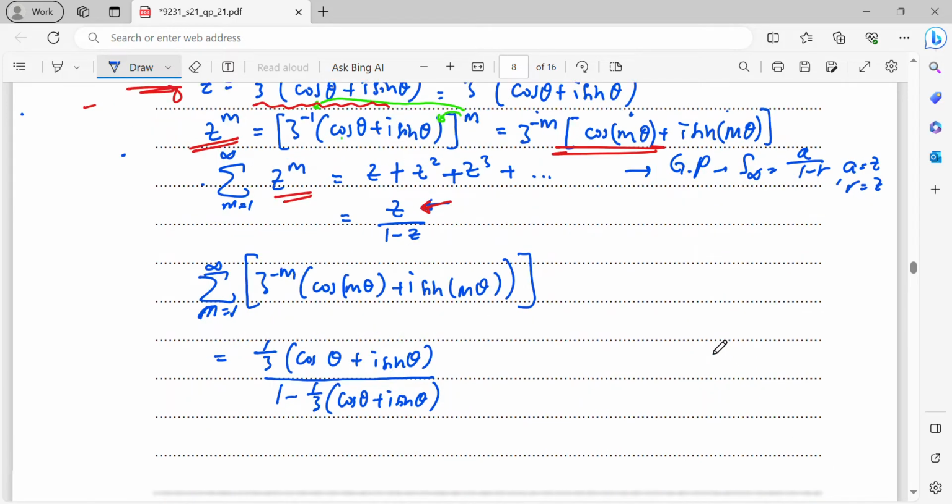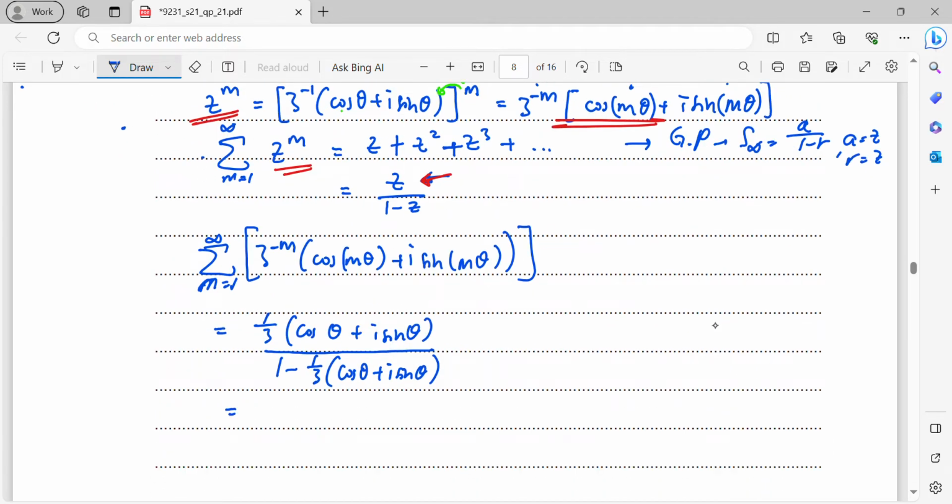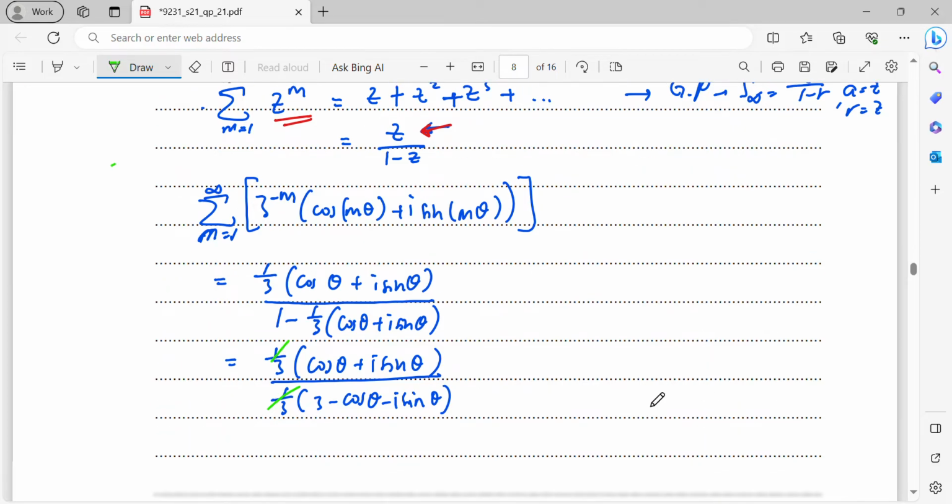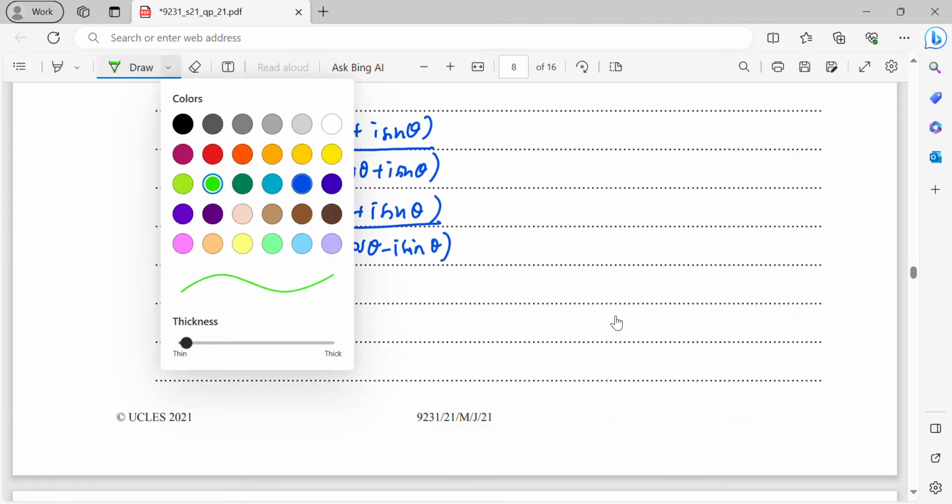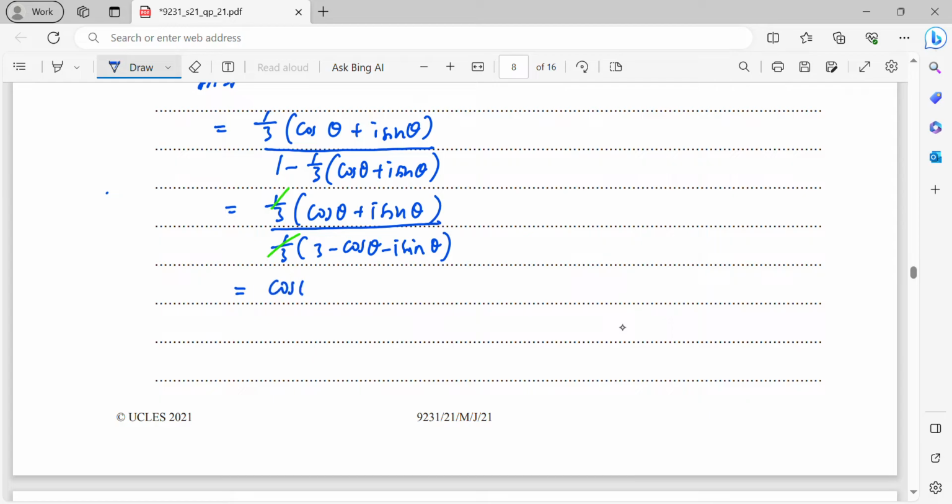Okay, so now I get the same denominator first. So 1 over 3 (cos theta plus i sin theta). Now here I take out the 1 over 3. So when I factorize the 1 over 3, I get 3 minus cos theta, the minus moves in, minus i sin theta. Alright, so from here, the 1 over 3 will be cancelled off from numerator and denominator. Therefore, I will be getting the division of two complex numbers.